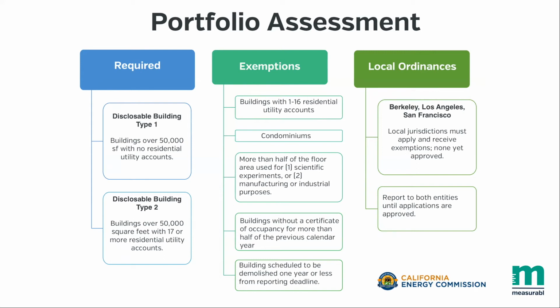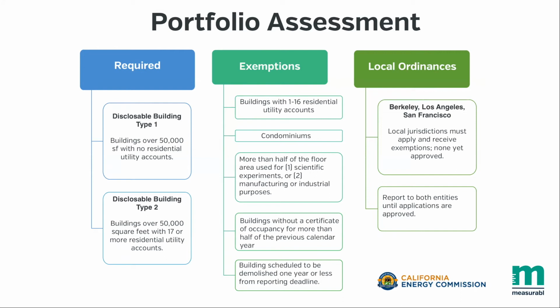Once that has happened, if a building owner reports to the local jurisdiction, they're done with their reporting obligation to the state as well, because the local jurisdiction will send us their data. We'll include that in what we're publicly disclosing for the state. There are situations where someone is subject to the local jurisdiction, but not to the state program.